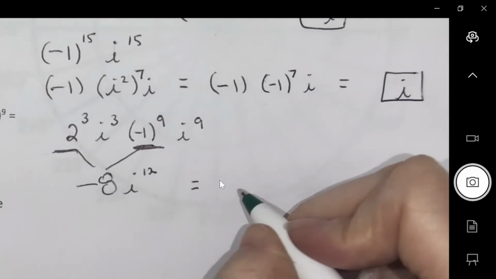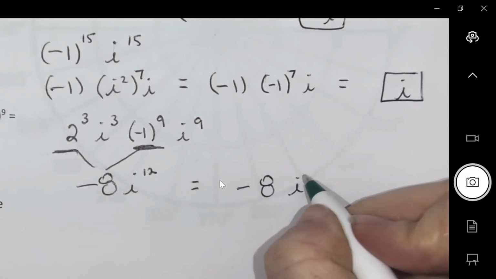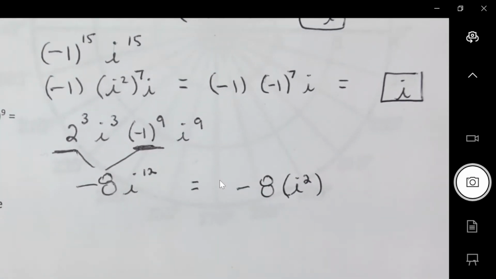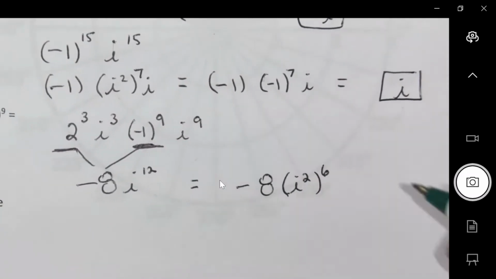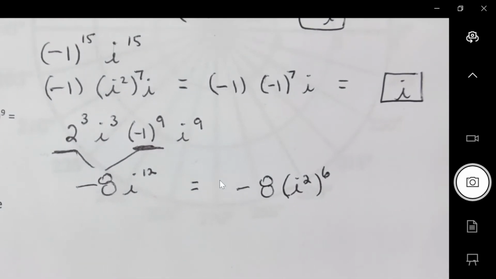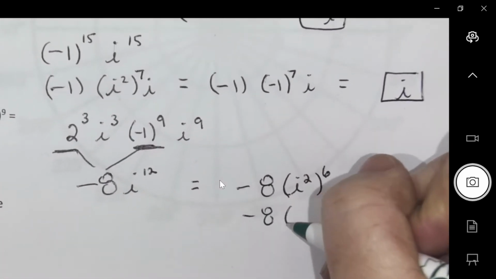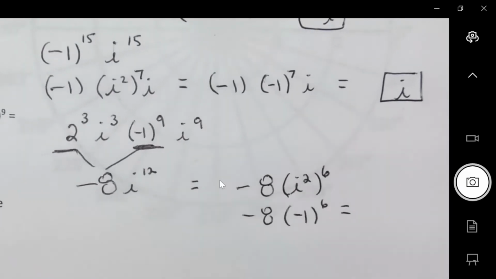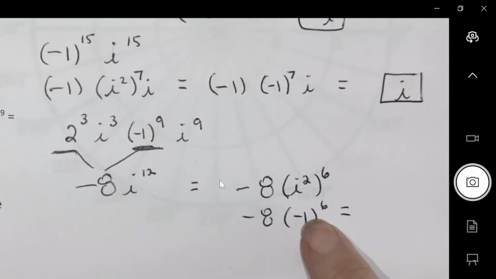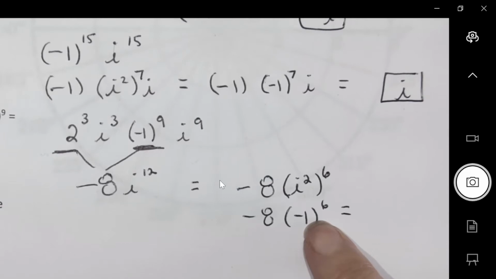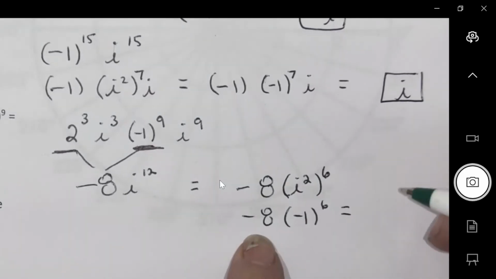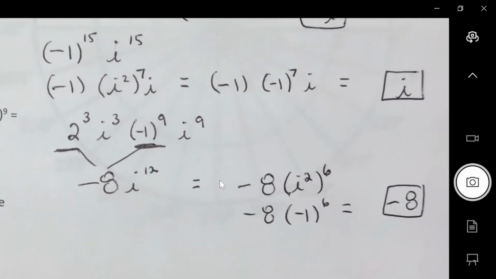Okay, now I'm going to go i squareds. I always try to get i squareds, everything back to that. So i squared to the 6th. Okay, always replace the i squared with -1. So this part turns out positive 1. Right, are we okay? That's positive 1. So my final answer is just -8.